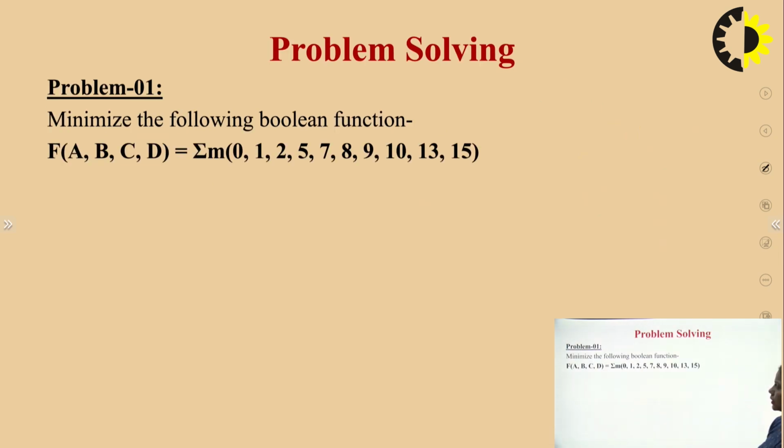Now let's come to the problem. The first problem is this: we can identify that there are 4 variables. So when there are 4 variables, your K-map will contain 16 cells. So let's solve this.